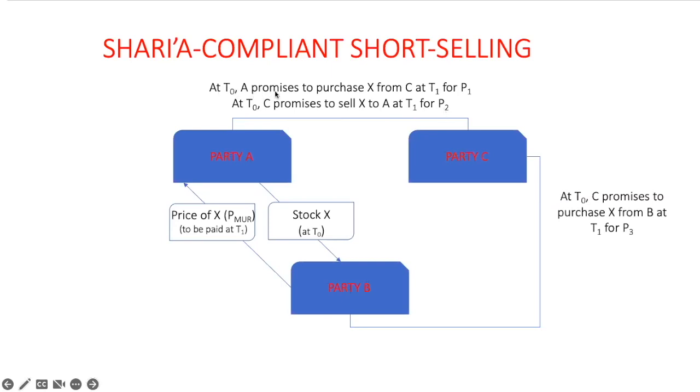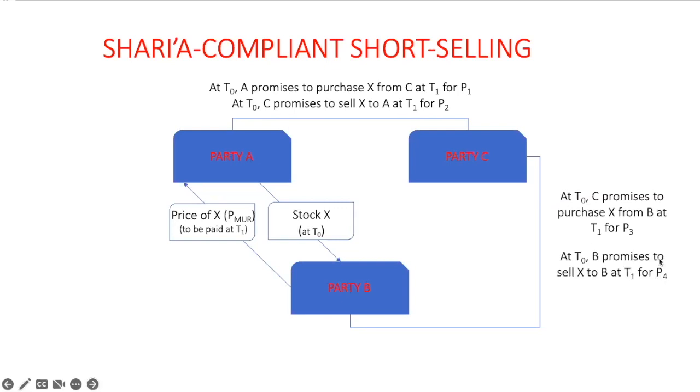So the first promise given by A was promised to purchase X from party C at T1 for P1. The second one is this: party C promises to sell X to A at T1 for P2. These are not equal and opposite promises because the prices in this case are different. This is an important consideration, that if the prices are different in otherwise two seemingly opposite and equal promises, they are actually not equal and opposite promises. Hence, these two promises together would not give rise to a bilateral promise, and hence these two promises would not be considered as a contract.